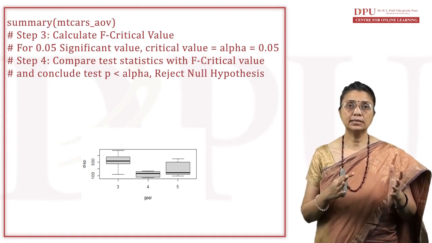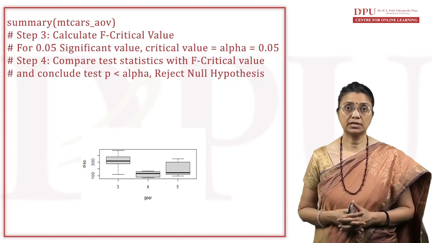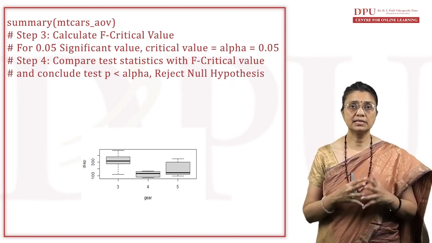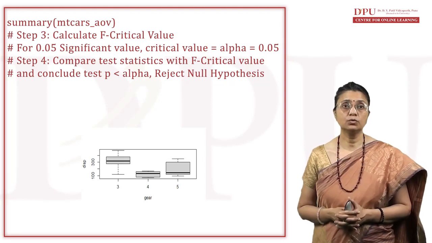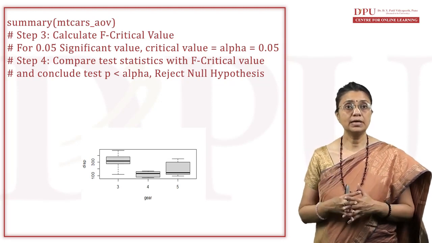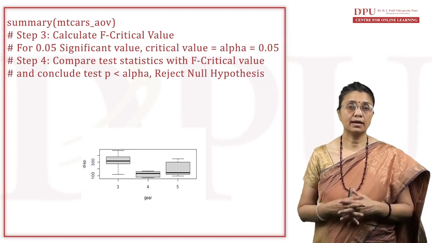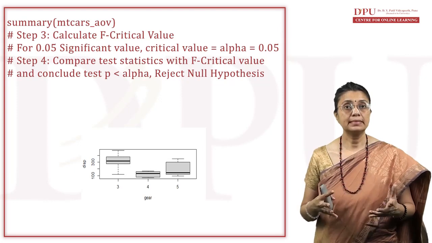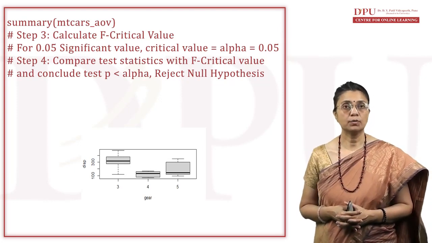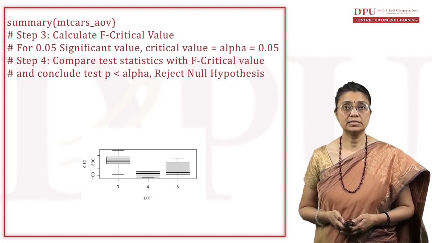Step 4, compare the test statistic with the F critical value. So basically our test statistic is one value and the critical value is the F critical value, and we conclude the test. If p is less than alpha, reject the null hypothesis. In that case, we reject the null hypothesis. So that is how ANOVA is applied.